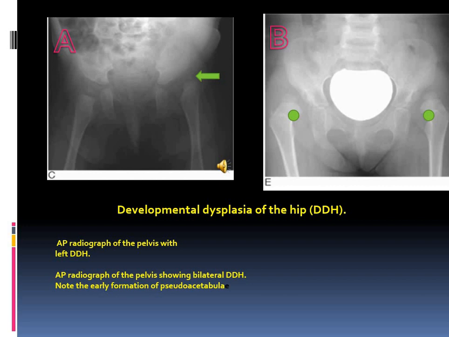So this is the left hip or left DDH, while in image B you can detect both hips are abnormal. If you try to draw the Shenton line or even the Perkin line, you can detect there is an abnormal site of the epiphysis, and even the Shenton line on both sides is interrupted. So this also represents bilateral DDH and even abnormal acetabulum.